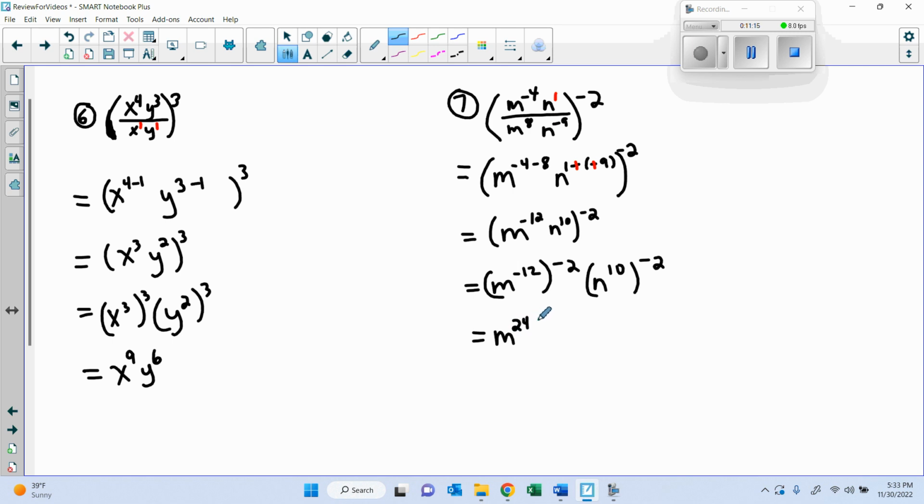You're going to say it to yourself over and over: negative times negative is positive. Here I have 10 times negative 2 because I'm raising a power to a power. So that will be n to the negative 20th. And now, again, my instructions are always going to tell me to answer with positive exponents. So m to the 24th is fine, right where it is. And then we need to move the n to the negative 20th to the bottom, and it will be n to the 20th. And that's it.